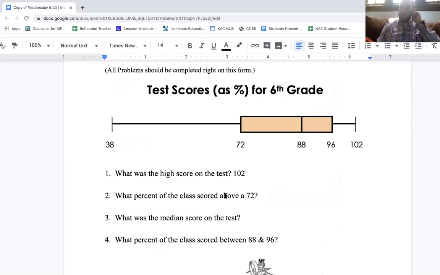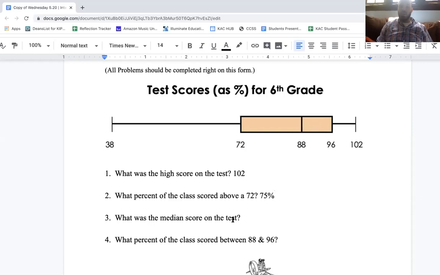What percent of the class scored above a 72? 72 is right here, and it's looking for all that's above. Well, I know this section is 25%, I know this section is 25%, and I know this section is 25%. So what percent of the class scored above a 72? 25, 50, 75. 75% of the class scored above 72.